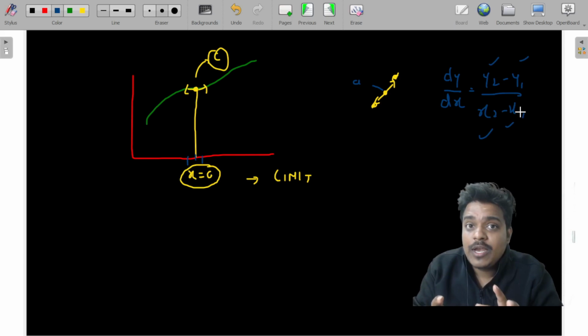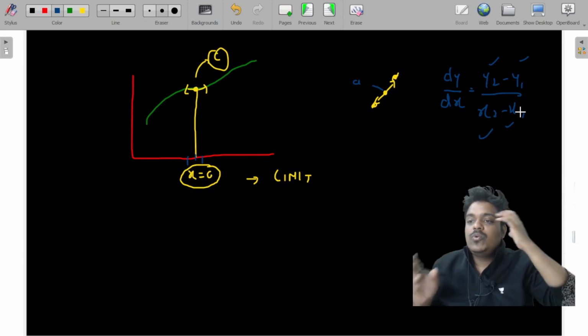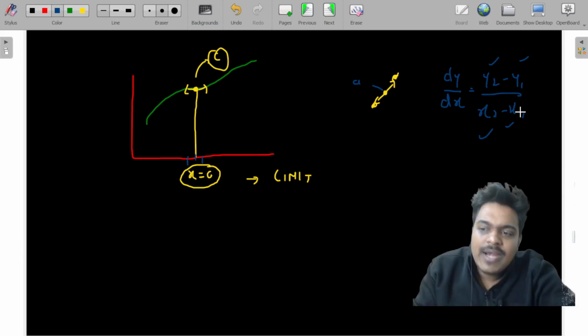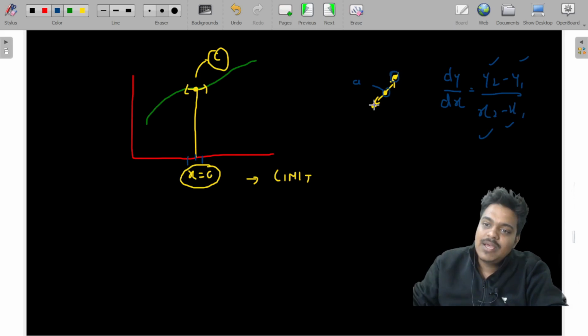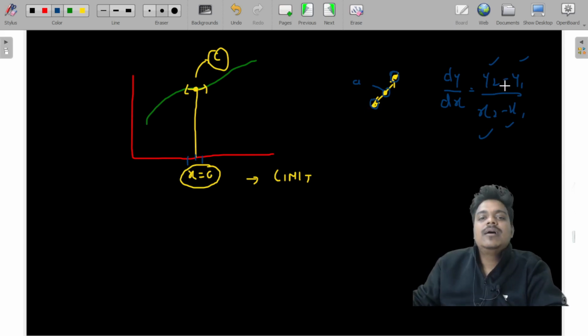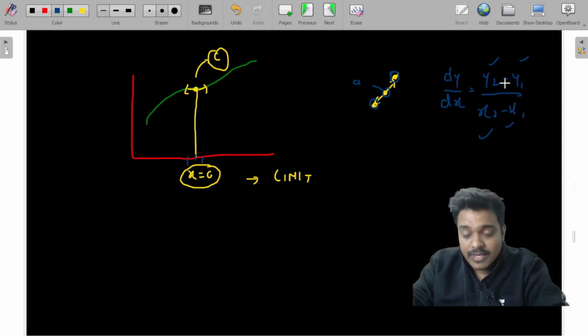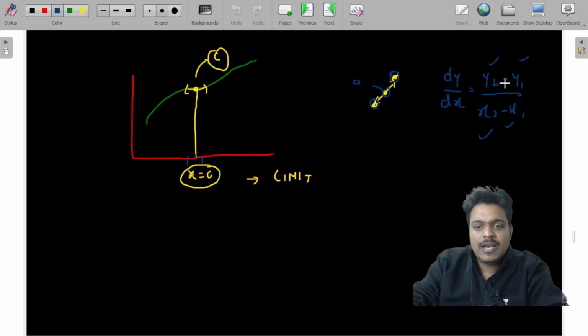I hope you are getting my point. So you need y2, you need y1, you need x2, you need x1. Is this thing clear to you? If it is clear, you understand that you require the next and the previous points, then only you will be able to calculate the difference.